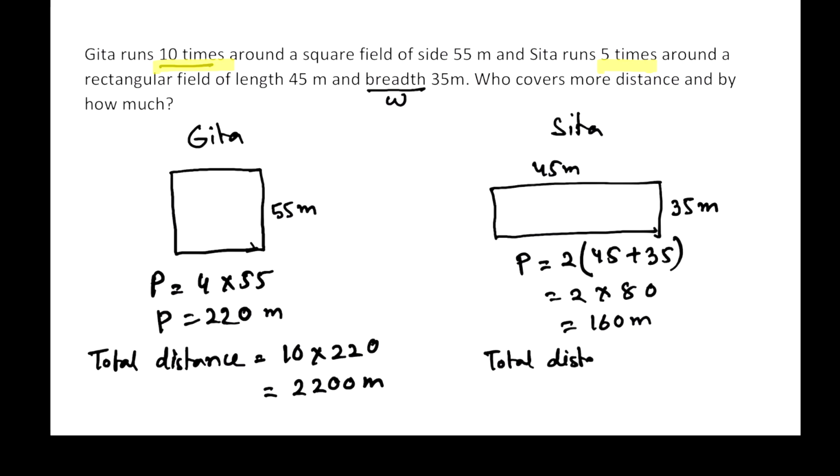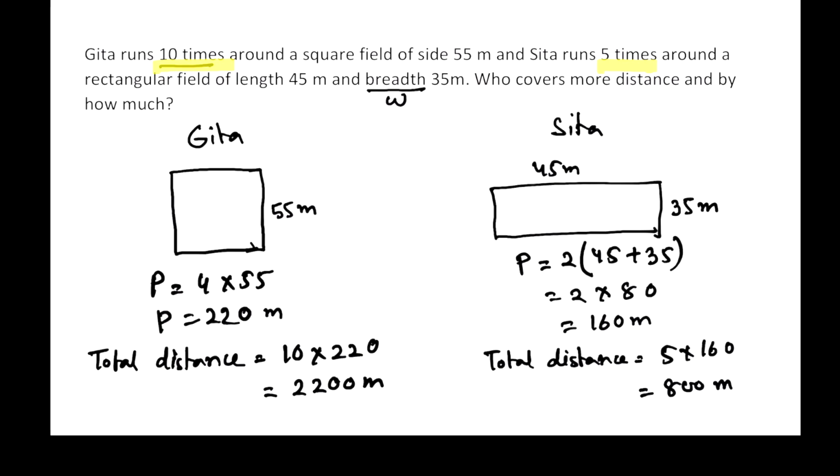Total distance that Sita covered is 5 times 160. 60 times 5, 16 times 5 is 80, and a 0 here, which is 800 meter.